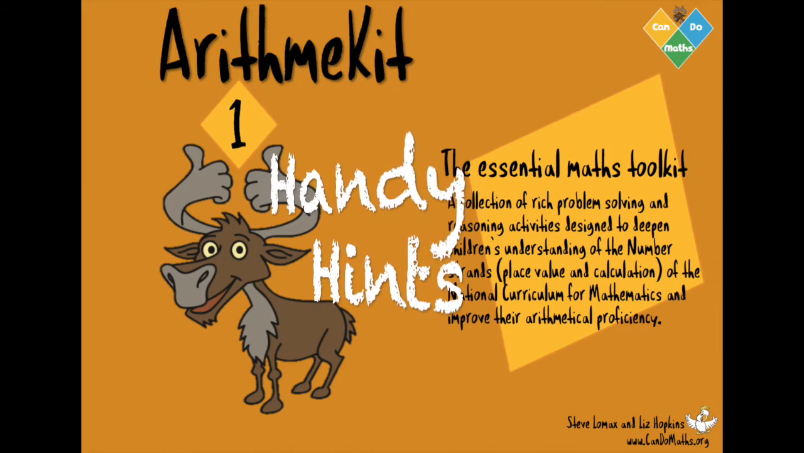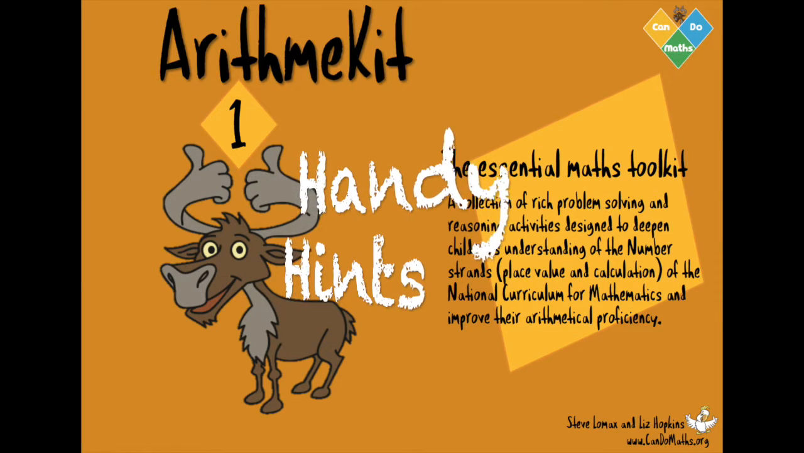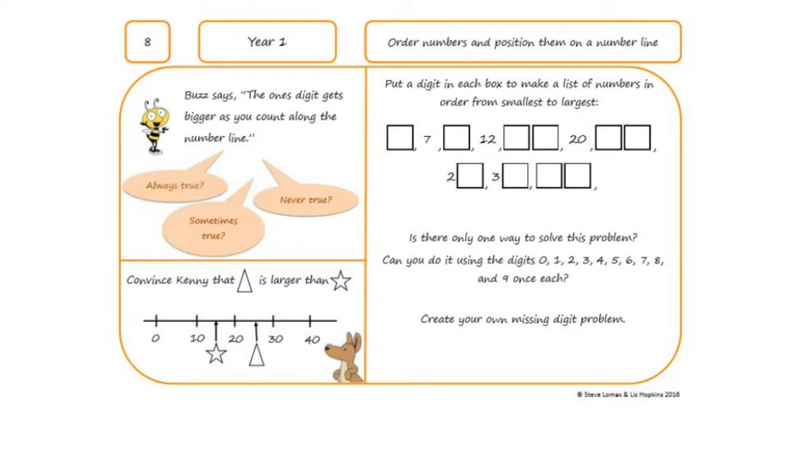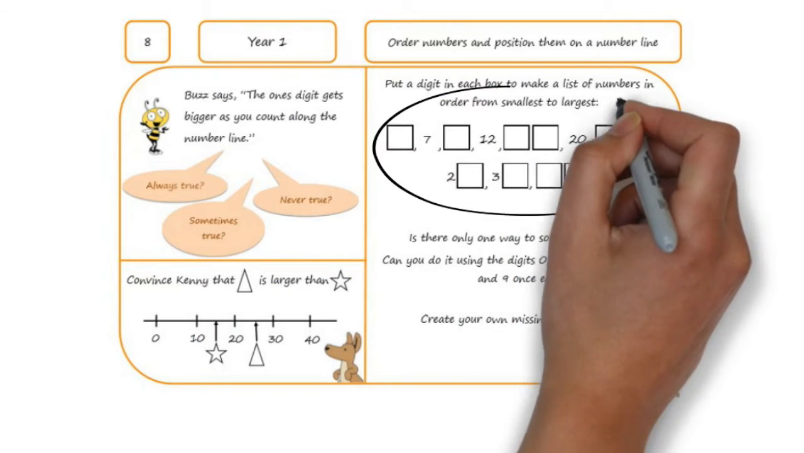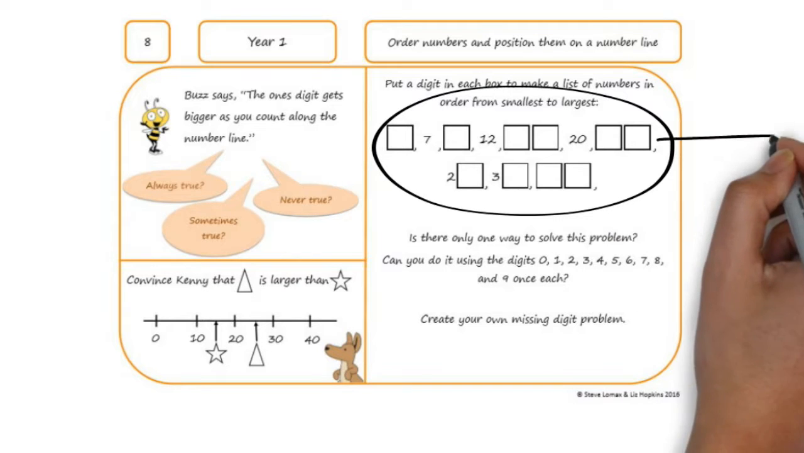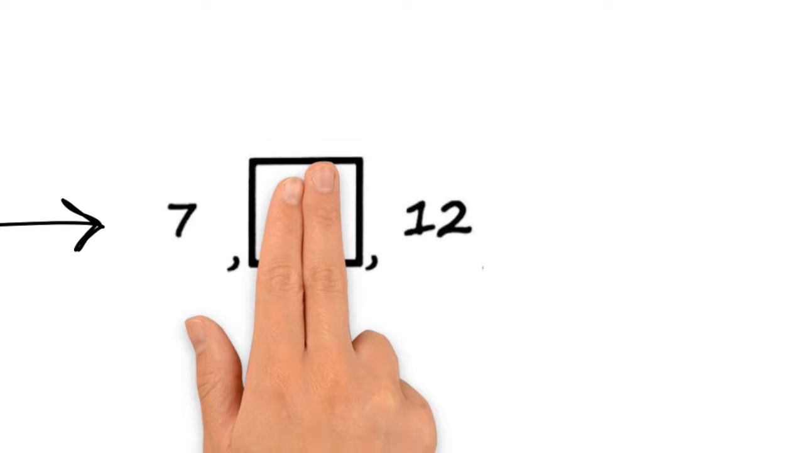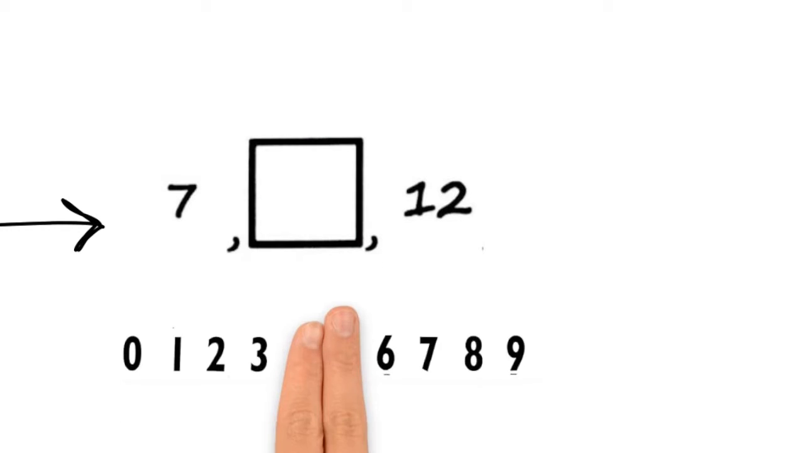Here's a handy hint to get the best out of your ArithmeKit. If we take this page as an example of how to approach one of the missing digit activities in the ArithmeKit, at the moment there are too many possibilities. So let's simplify it. Let's start with looking at all the numbers it could be.